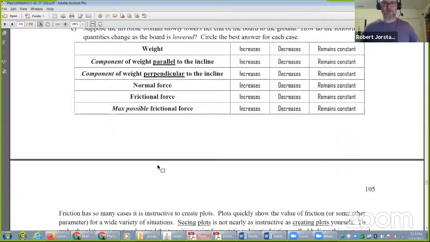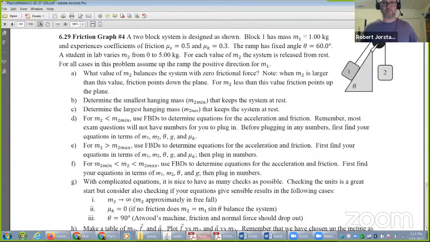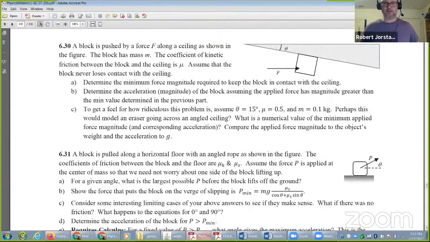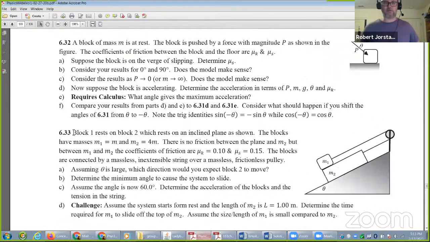Here are some graphing questions. I think you guys are going to do a couple of those. There's a weird one where the thing is on the ceiling. You're going to see all these. This problem, 6.33, was an old test question too. Almost all of these were old test questions.